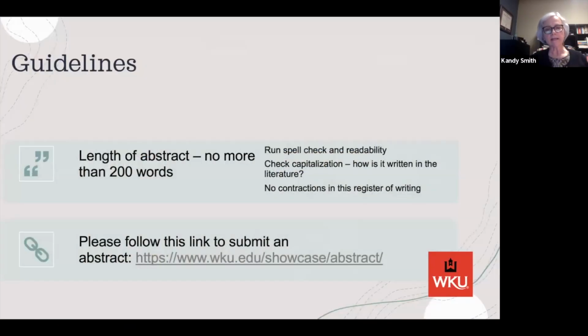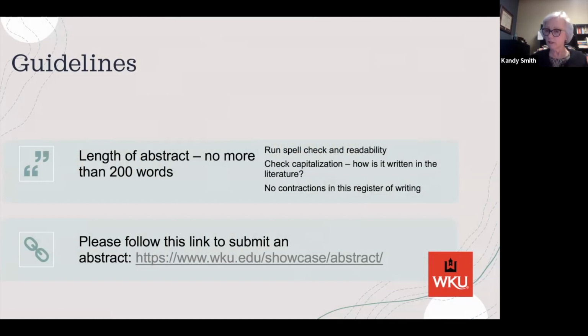And then a few other guidelines. The length of the abstract can be no more than 200 words. So again, the one we looked at for Dr. Knoll and her 2 students was 86 words, and that included their names. So you can see, you can write a good abstract in 100 words, but you can't go over 200.